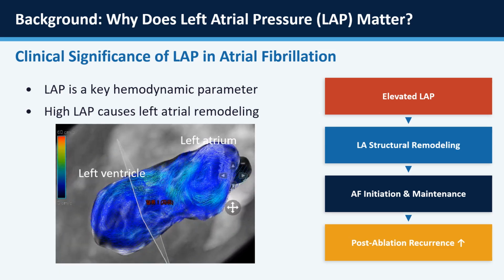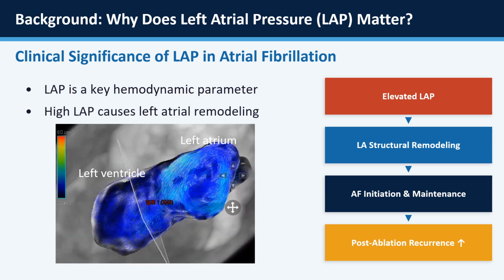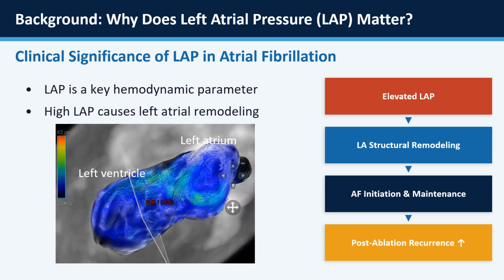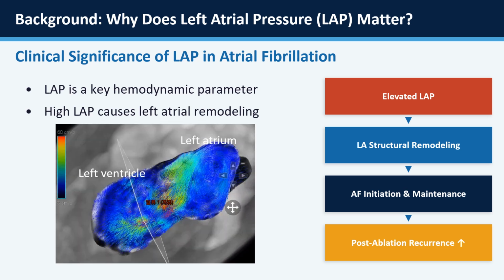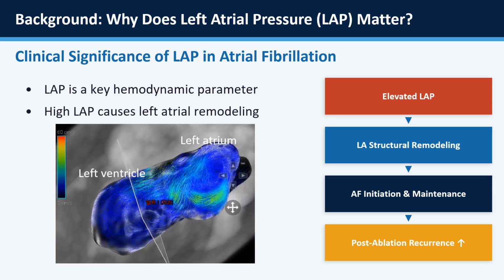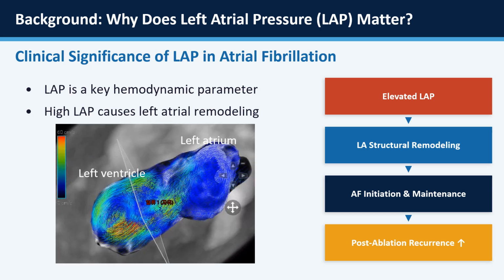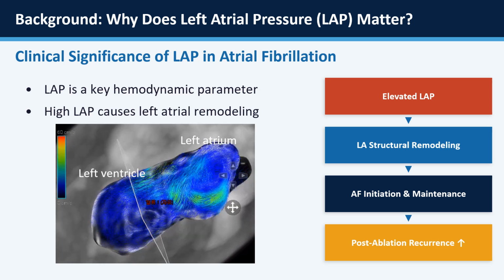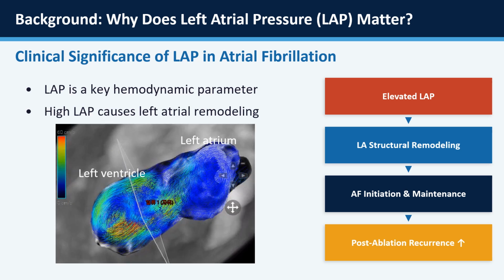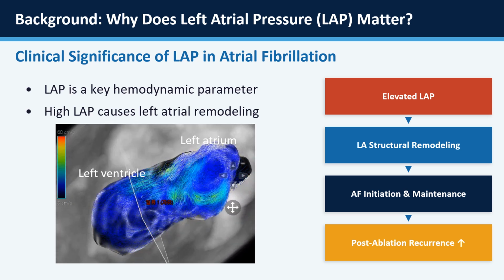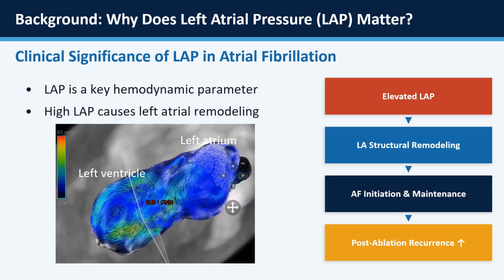Firstly, let me begin with the clinical background. Left atrial pressure, LAP, is a critical hemodynamic parameter. When LAP is elevated, it drives the structural remodeling of the left atrium. High pressure drives the development or maintenance of atrial fibrillation, even after successful catheter ablation. Simply, if you want successful management of atrial fibrillation, you may need accurate assessment of LAP.